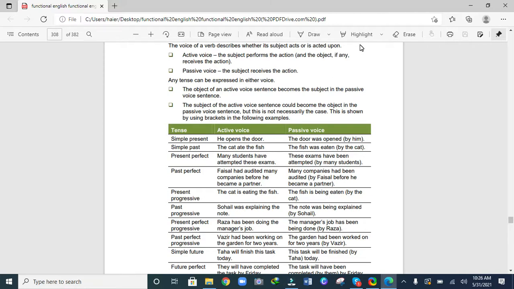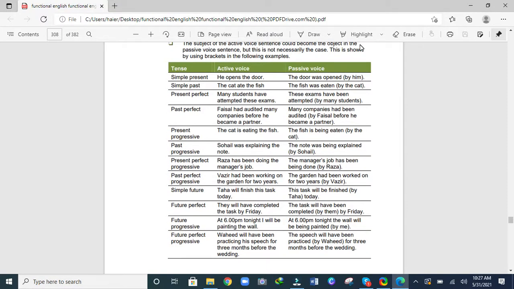But in case of passive voice, the subject receives the action. Any tense can be expressed in either voice. The object of an active voice sentence becomes the subject in the passive voice sentence. The subject of the active voice sentence could become the object in the passive voice sentence, but this is not necessarily the case. This is shown by using brackets in the following examples.